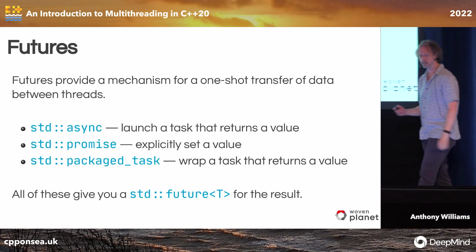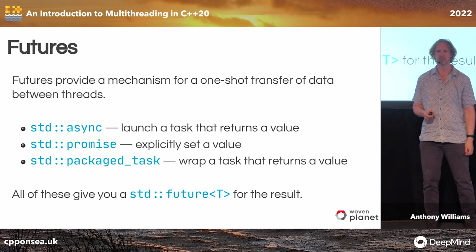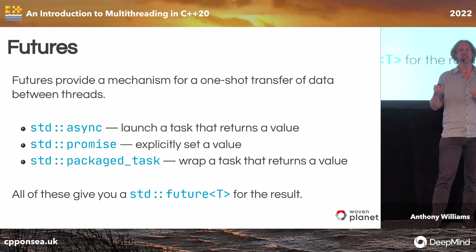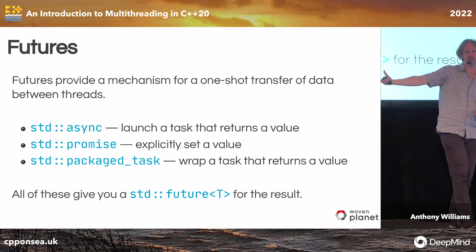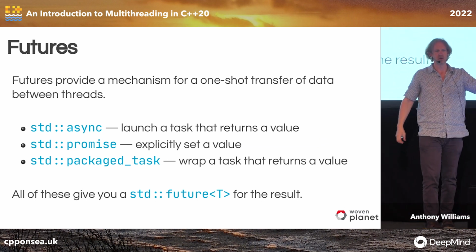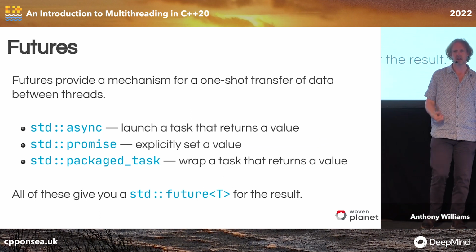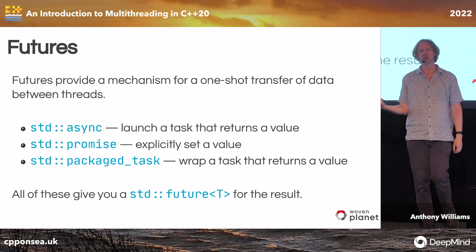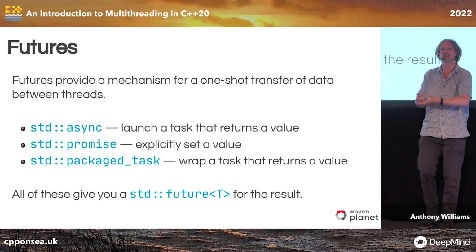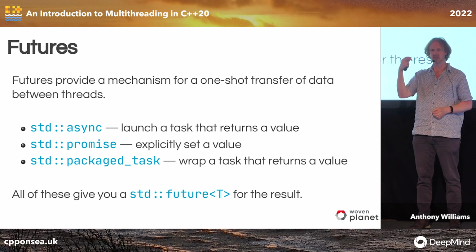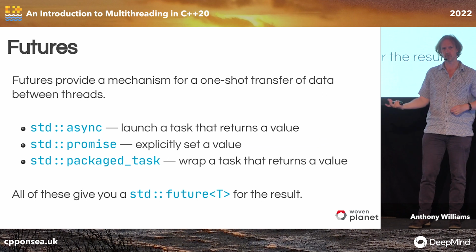Okay, futures are next. Futures are a one-shot data transfer mechanism. They provide synchronization for a single blob of data from a producer to a consumer. And the producers come in 3 forms. We have a standard async, which wraps an execution of a task. You say, here is a function that when it's complete, it will give us a value. And that value is then stored in the future object, which is returned from the standard async call.